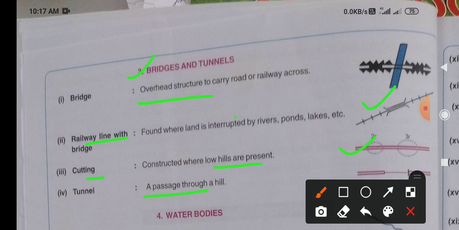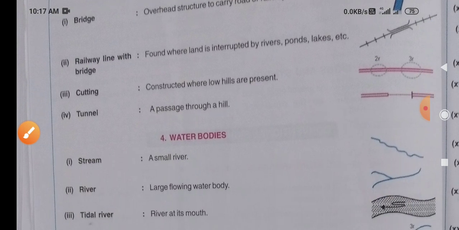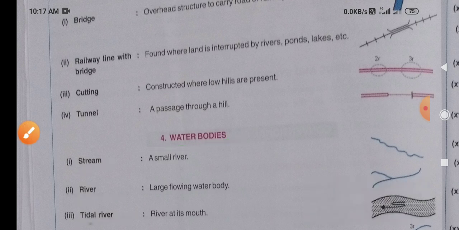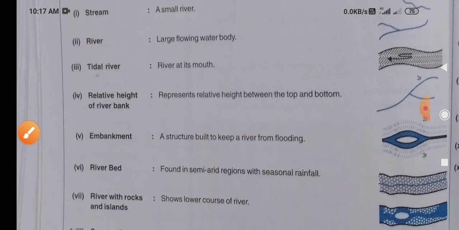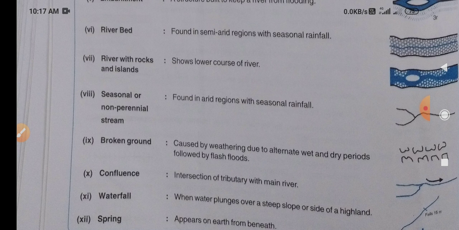So look at all these signs and symbols and try to keep them in your memory. Tunnels, how they are made, how they will be visible in your map. Then similarly you see the water bodies, how the water bodies are marked. Stream, river, then tidal river, all these signs and symbols are given here. Please go on reading all this. There is nothing to explain, you only need to read and understand each and everything.